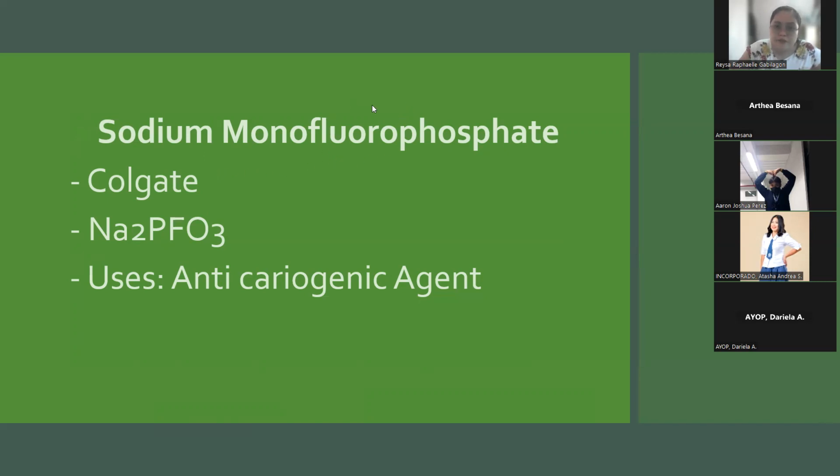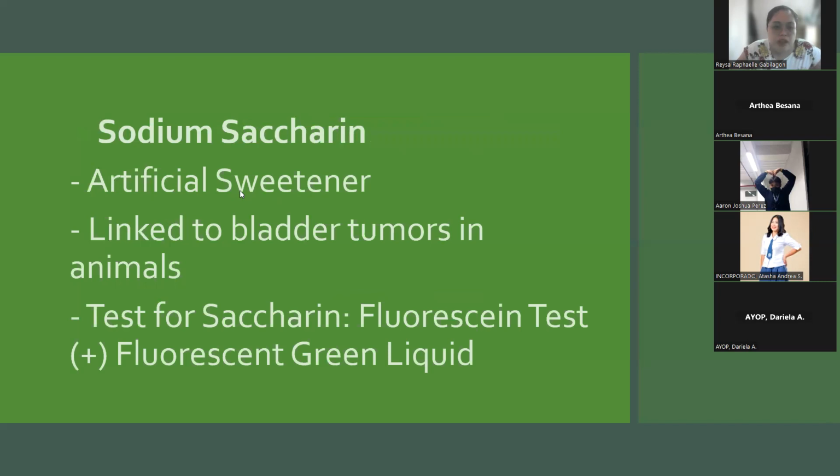So because of the presence of fluorine, not because of the presence of sodium or the phosphate. It's because of the presence of the fluorine, it has become an anti-cariogenic agent, or an anti-caries. Okay, anti-caries. So yan yung gamit ni sodium monofluorophosphate. Tingnan nyo yung Colgate na ginagamit nyo. Yan yung bibigay protection sa ating teeth.